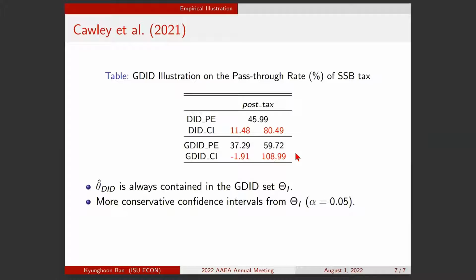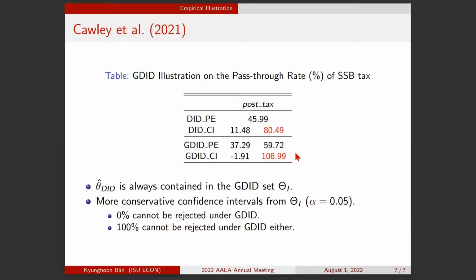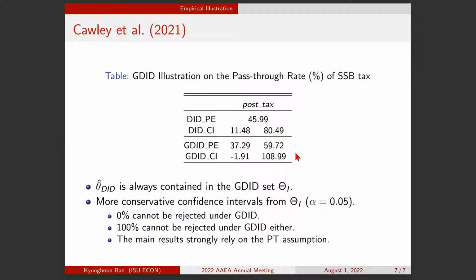And second, if we compare the confidence intervals as well, you see that our confidence interval is always larger than the standard DID one, which was expected as well. But if we take a look at the lower bound of the confidence interval, we see that under our approach, 0% is not rejected at the 5% significance level, and 100% is not rejected either. That means the original results strongly rely on the parallel trend assumption, and we need to be careful about interpreting the results from the standard DID approach.